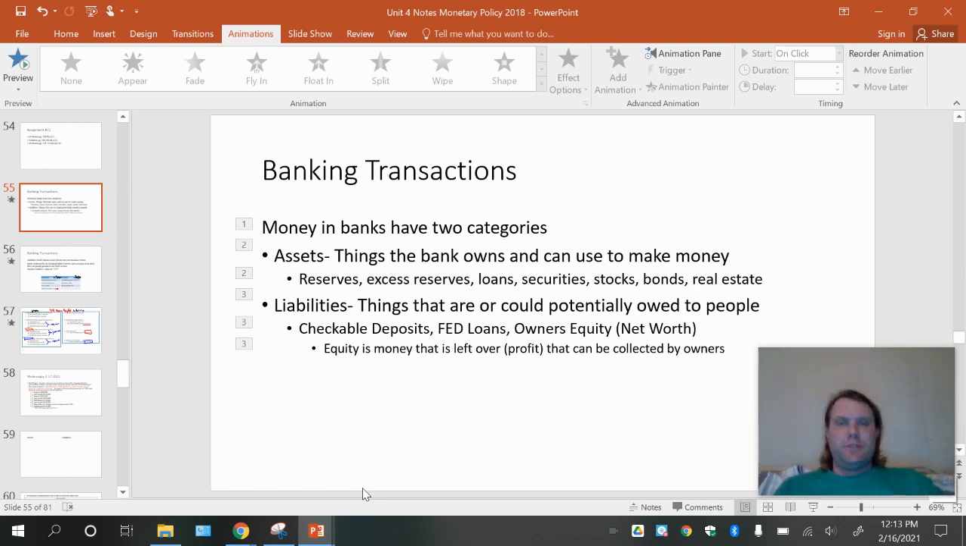If you haven't watched the previous video about the money multiplier and how banks create money, you'll want to do that. This is just taking that to the next step and looking at how banks keep track of how much money they are able to create, so to speak.